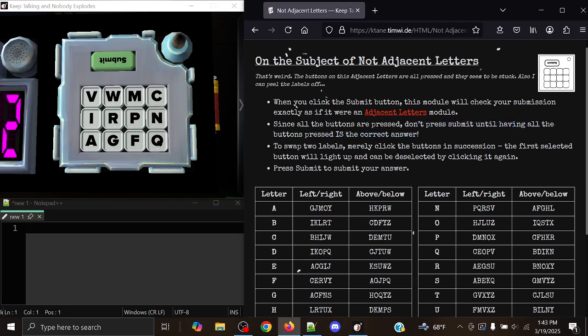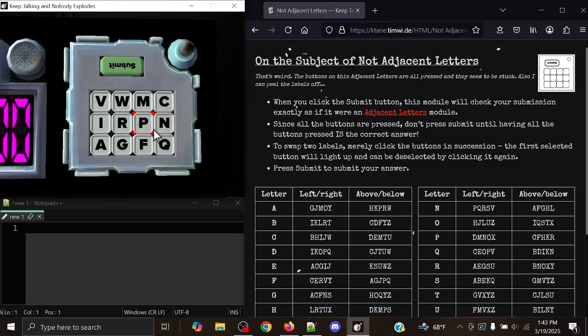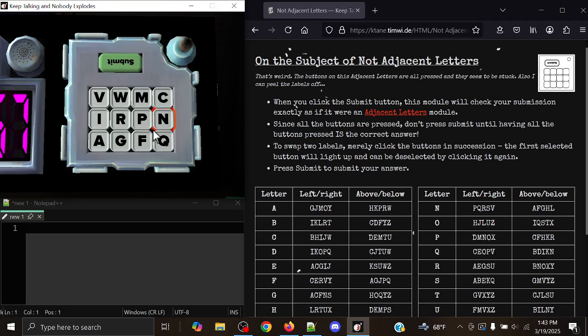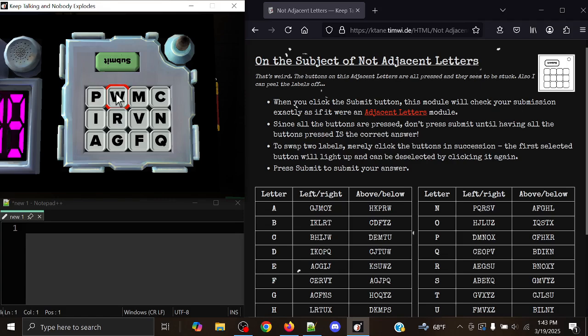So the way that the module generates is it's trying to generate an answer that would be correct in a case where all buttons are pressed. For example, if you swap the positions of each of these letters, that would be the correct positions for everything to be down effectively.